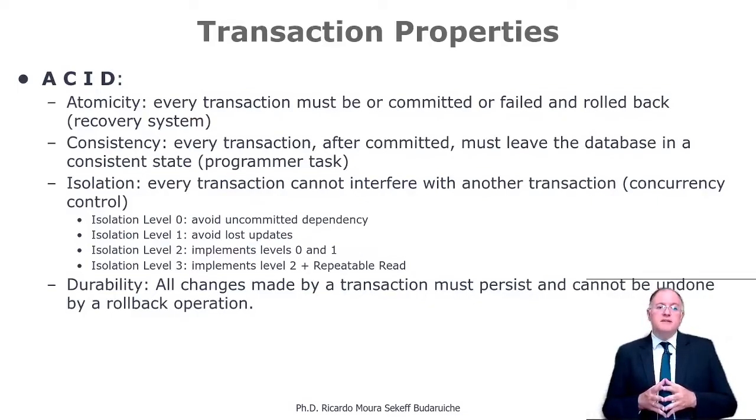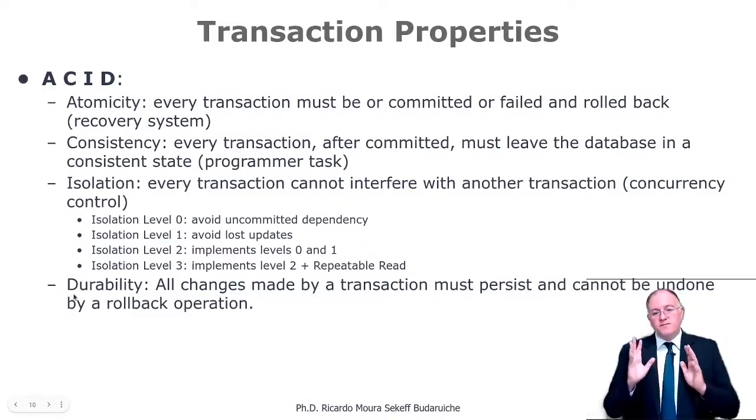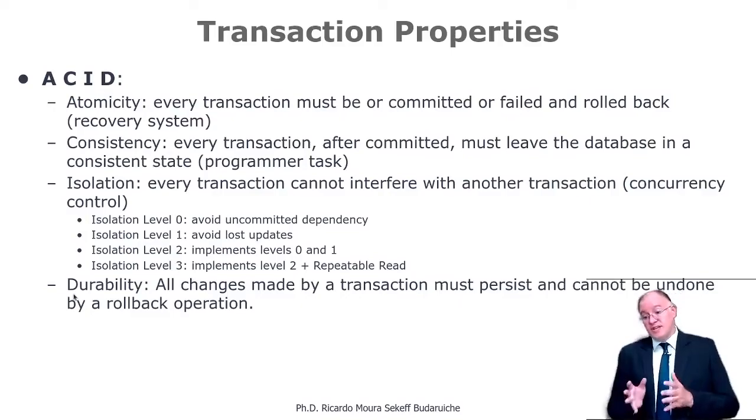The durability property, the last one, prevents committed transactions from being undone. A transaction that has been committed must persist in the database until it's changed by another transaction. So only another transaction can change the data committed by a transaction.